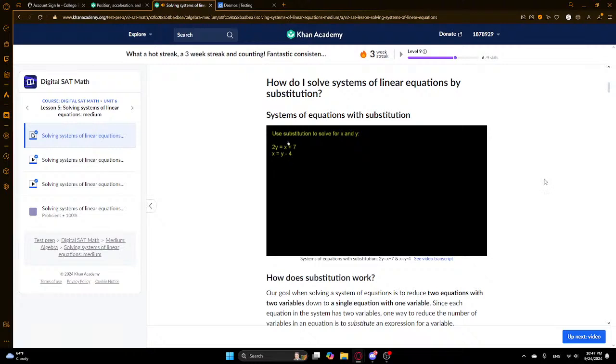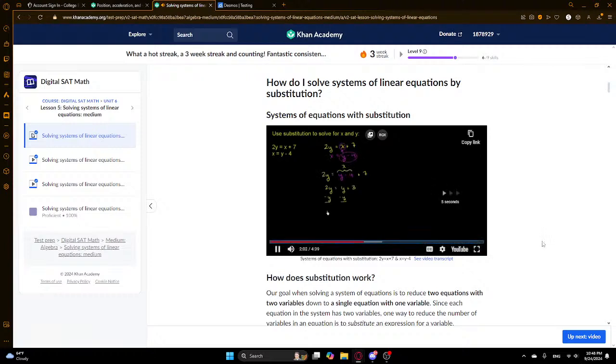So what we want to do when they say substitution is substitute one of the variables with an expression so that we have an equation in only one variable and then we can solve for it. Let me show you what I'm talking about. So let me rewrite this first equation. 2y is equal to x.